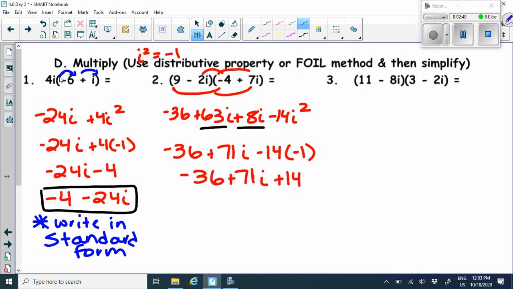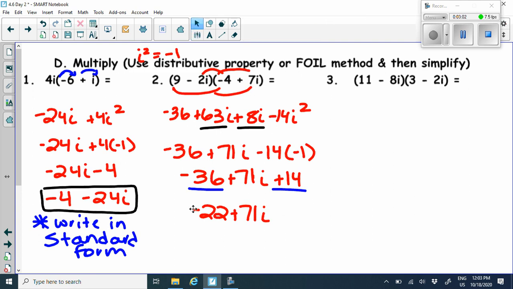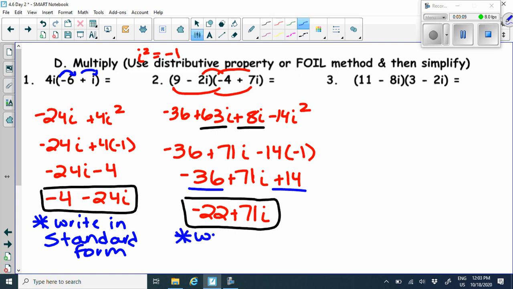Now I combine my negative 36 and my positive 14. Okay, and what that's going to give me, when you put that into your calculator, is going to be negative 22, and then we have plus 71i. And notice this is in standard form, so I'm good to go. That is my final answer. So negative 22 is my real part, 71i is my imaginary part.